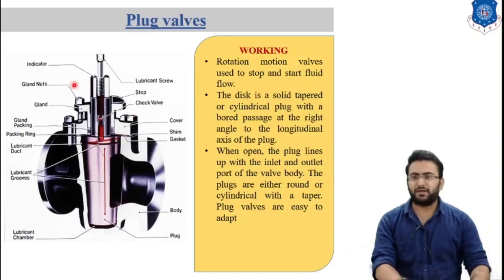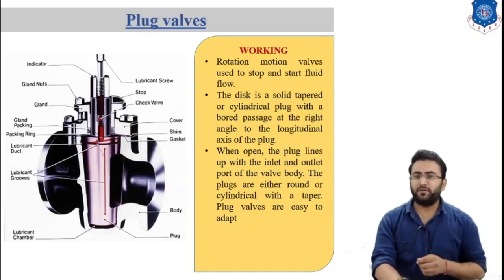This is one type of plug valve which contains a plug-shaped disc in which there is a hole. When the valve is open, this hole is in the direction of this passage so that flow can easily pass through this plug. When the valve is closed, this hole is perpendicular to the flow. That's why flow cannot pass through this plug. So this is all about the working of plug valve.